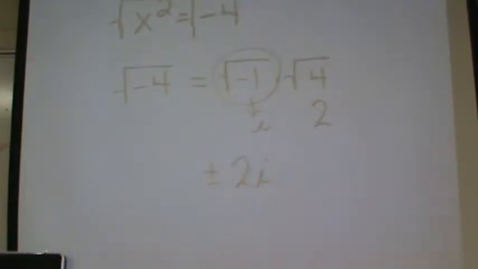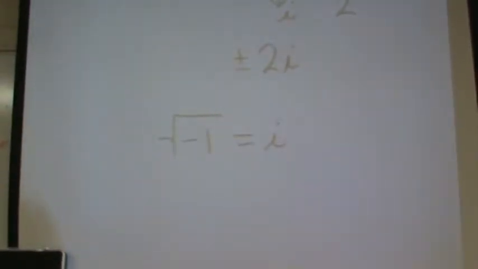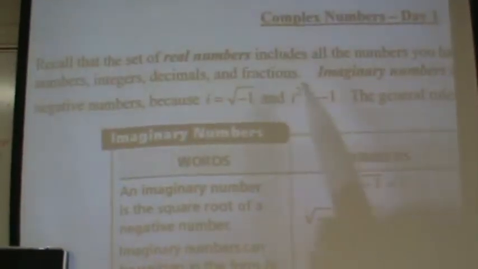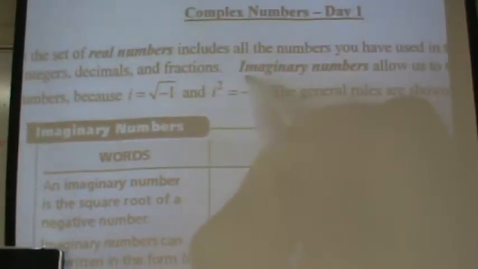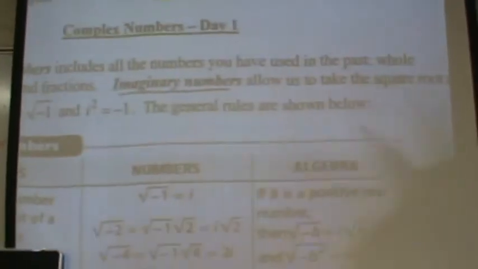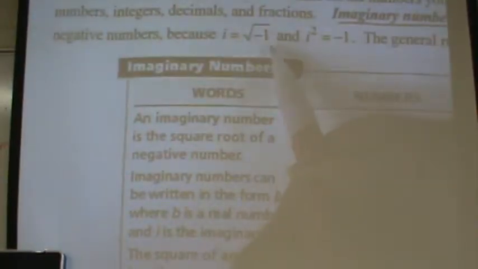So, that is how we will deal with a square root of a negative number. The square root of -1 is equivalent to i. Okay? So, looking at our notes, we are going to expand our set of real numbers, and we're going to include all numbers, which are real and imaginary. So an imaginary number will allow us to take the square root of negative numbers, because i is equal to the square root of -1.